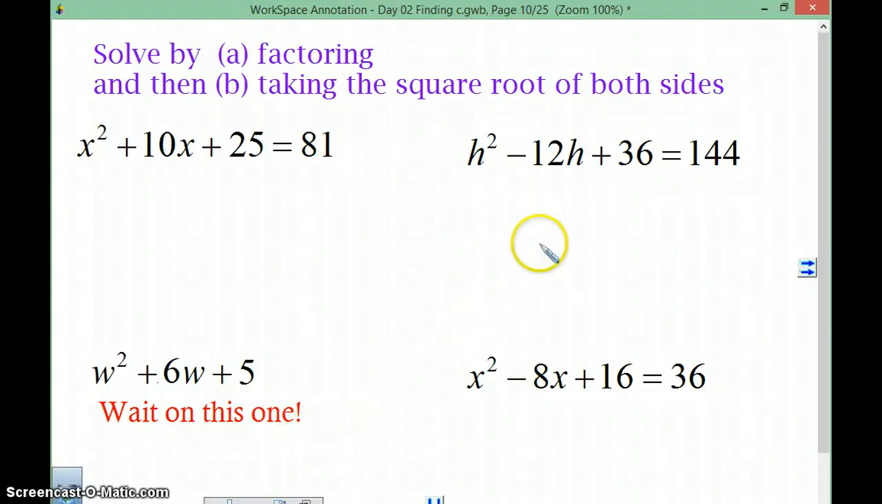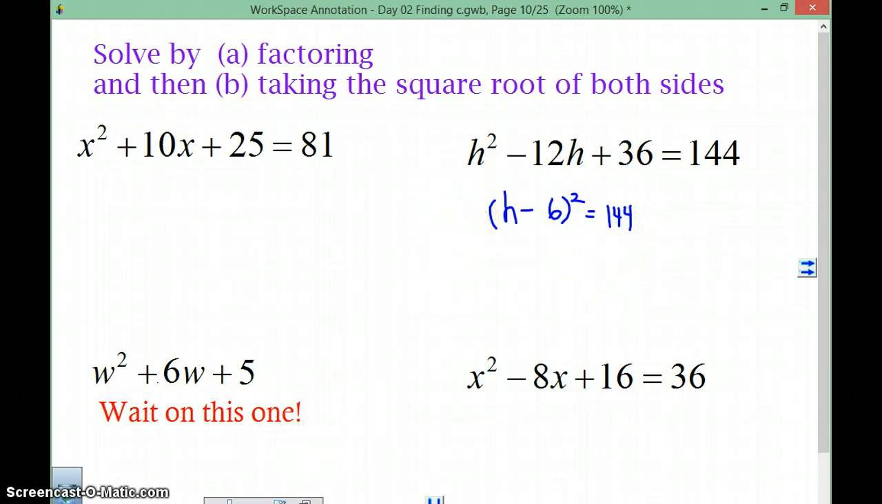I'm probably only going to do one of these, but watch what you could do. Okay? I just saw that this is a perfect square trinomial. Notice again the difference between here and here, the second term and the third. 6 goes into both of them. This one is 6 squared. This one is 6 times 2, but with a negative. So I can say that this is the same thing as h minus 6 squared equals 144.